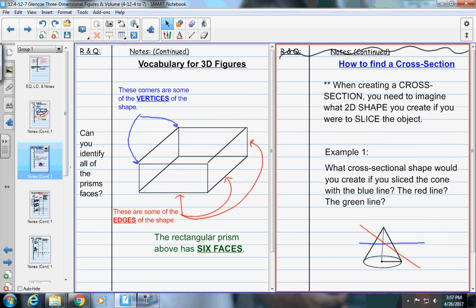Oh, wait, it asked about a green line, so I should probably add one in. Let's put the green line vertical right there. Okay. Go ahead and pause here and copy down what you see.